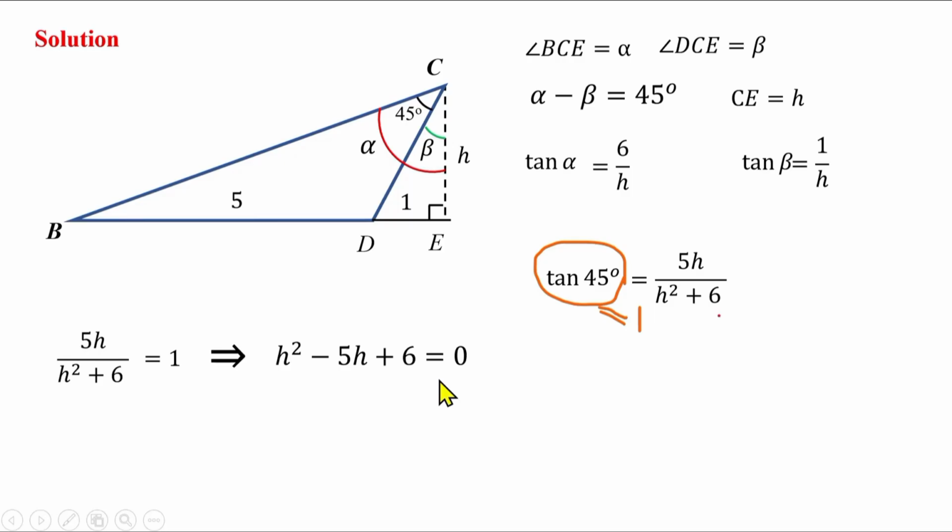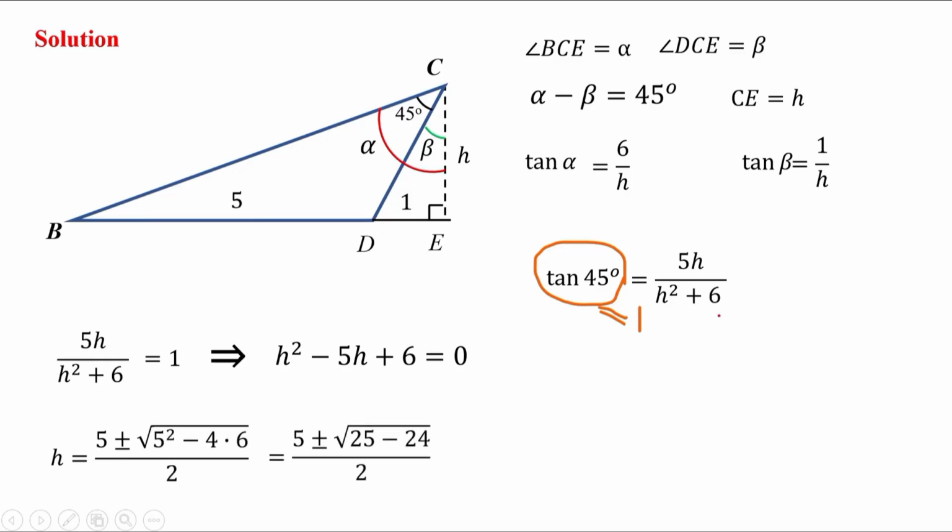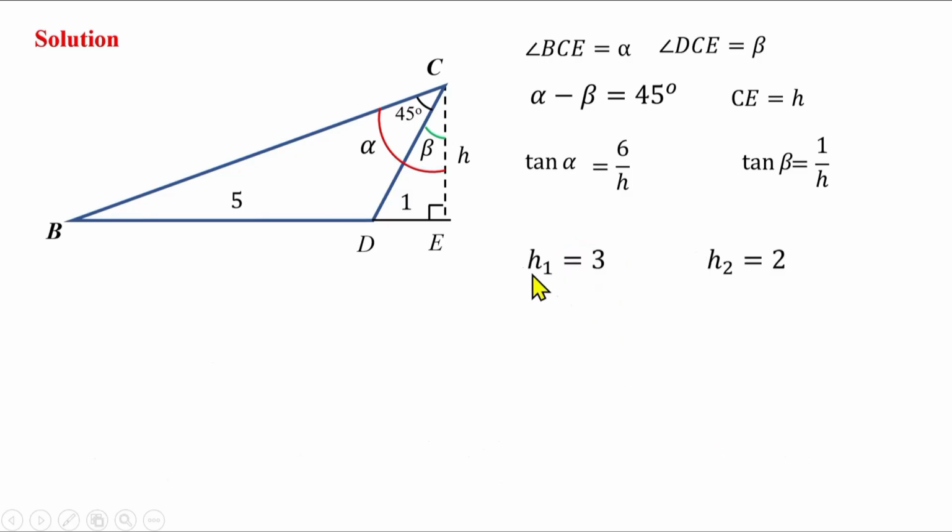We use well-known formula to solve quadratic equation. And we have two roots. One root corresponds to plus here, it is h1. And second root corresponds to minus here, it is h2 equal 2. So we made a good job and we found the height for given BD and DE.